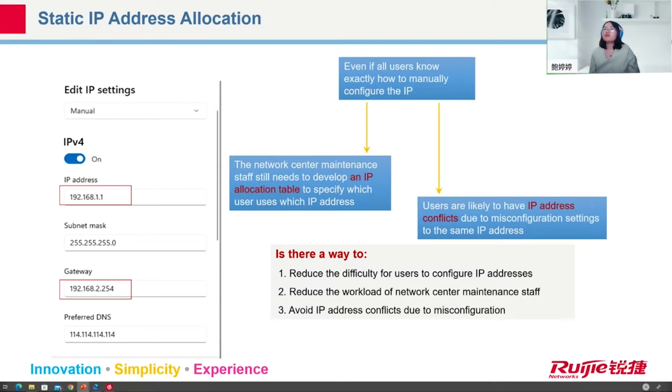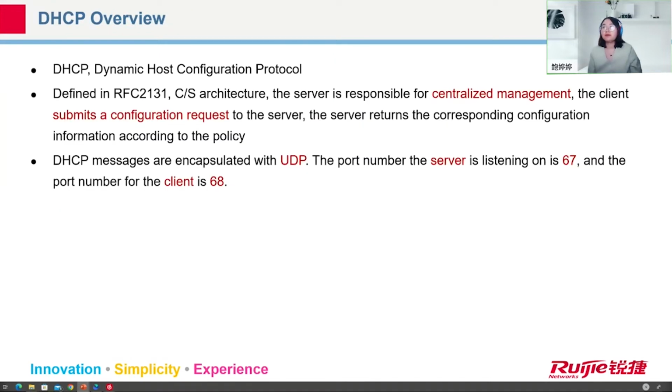The third one, we also hope some technology can avoid the IP address conflict due to the misconfiguration, right? If the IP address allocation is from the machine, not for people. Machine, this is smart. I can remember which IP address already been used. So in this requirement, we will use a technology we call DHCP.